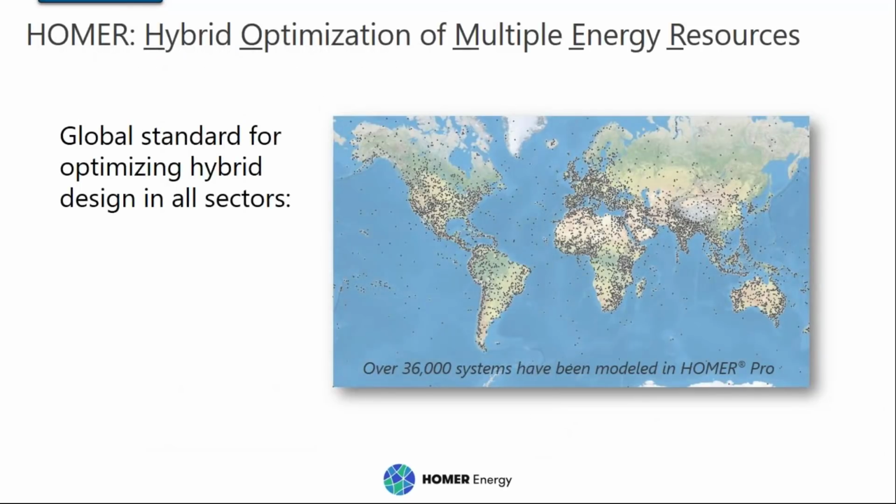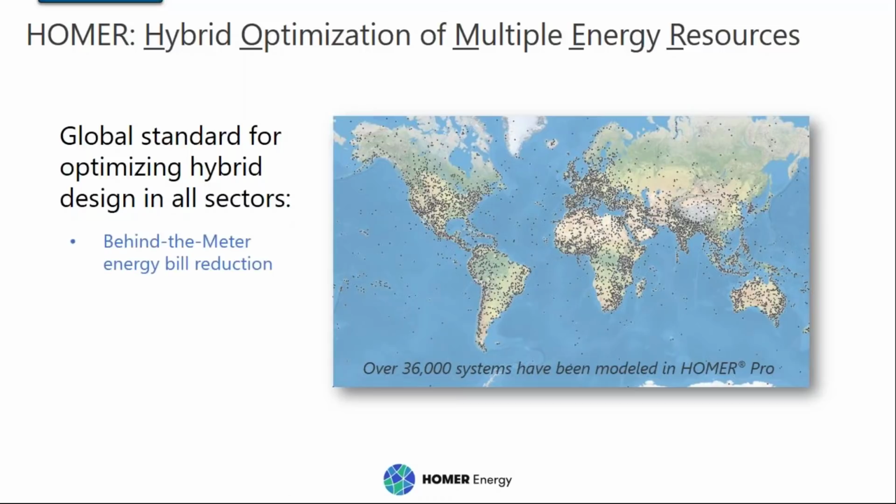Before we jump into a demo, I want to give a quick explanation about HOMER Energy. HOMER Energy is best known for its software products, and our software has been used by 175,000 people. We got our start at NREL, the National Renewable Energy Laboratories here in Colorado, and HOMER Pro is the flagship product, and it's used in several different markets.